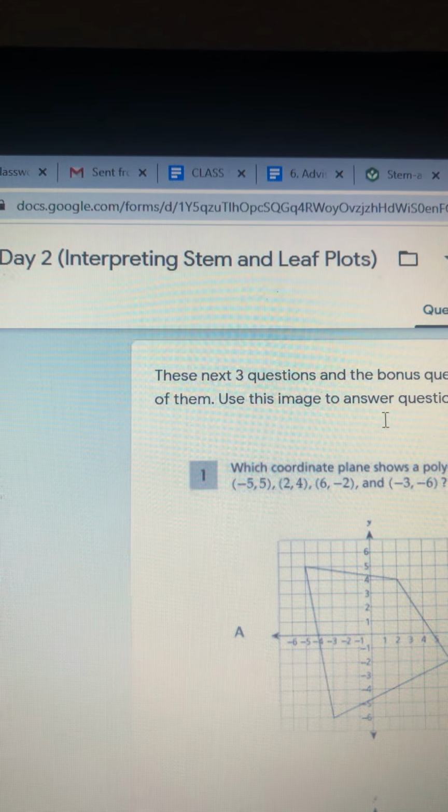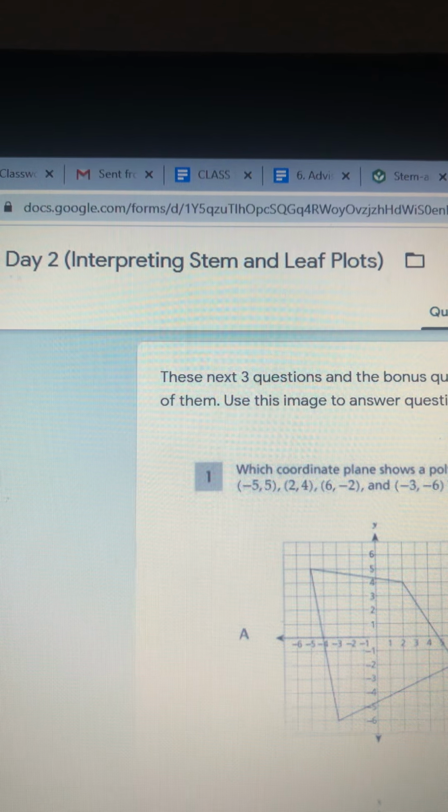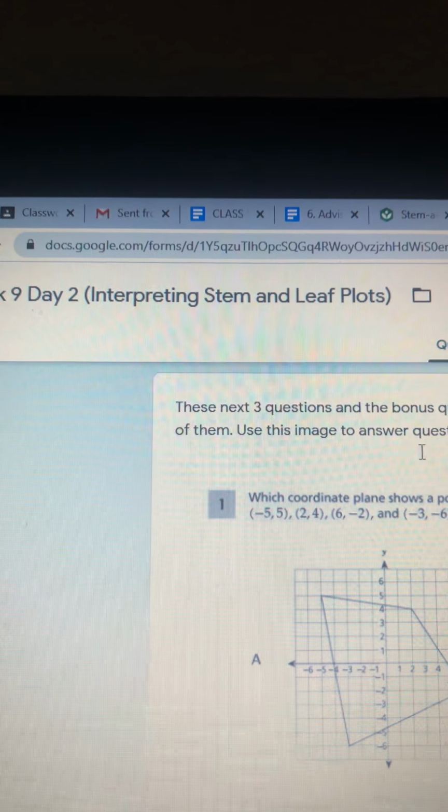So it says use the next 3 questions. These next 3 questions, and the bonus question, will be like state test type questions. Please answer all of them. Use the image to answer the questions.